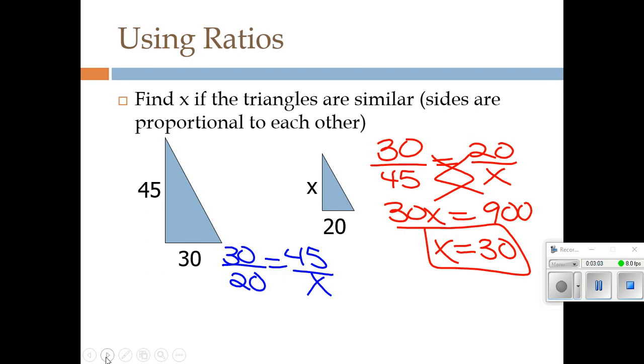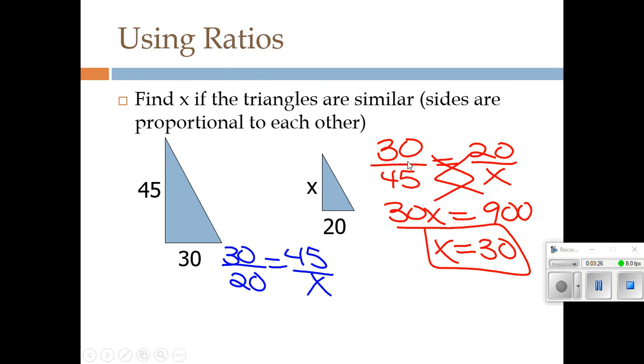So we're going to find x if the triangles are similar. Similar means sides are proportional to each other. So here you have 45 over 30, x over 20. You can set up the proportion in different ways. I did it this way, 30 over 45, 20 over x, it doesn't matter. Make sure they're just corresponding.